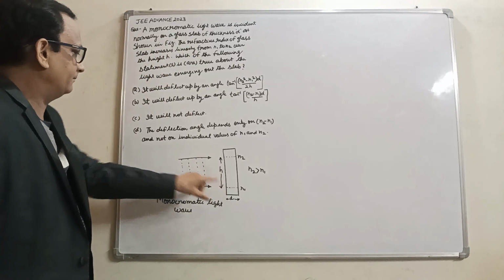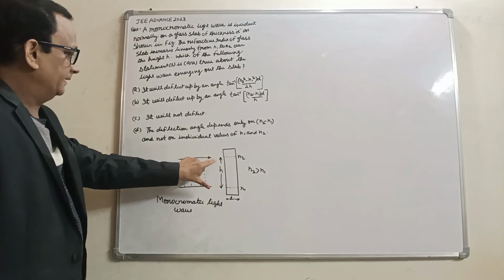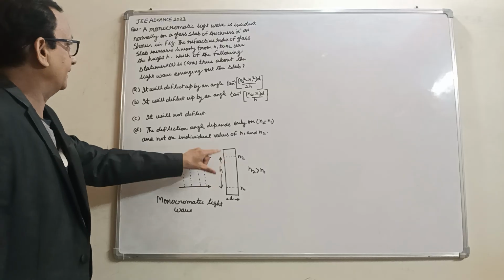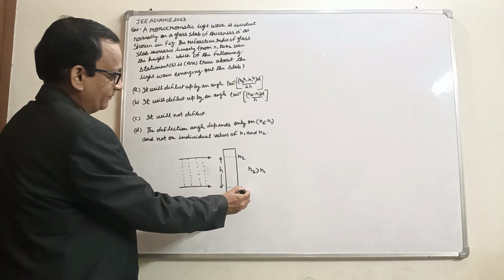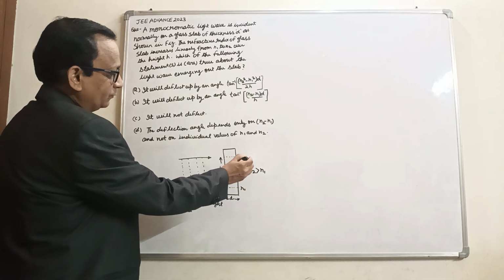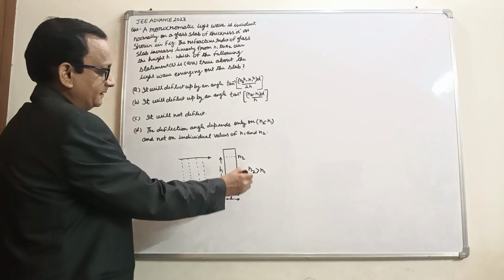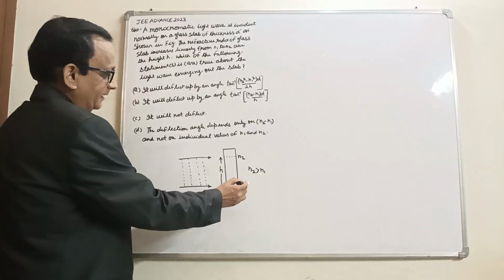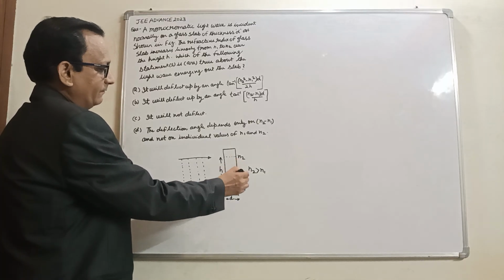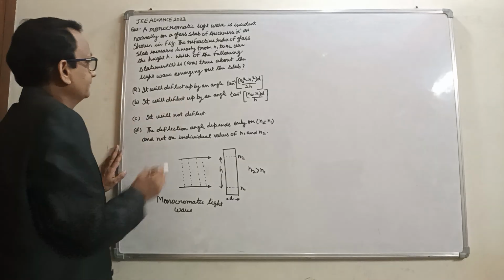This is a glass slab, and a monochromatic light is incident normally on it. The refractive index of the glass slab varies from N1 to N2, where N2 is greater than N1. This is a transverse variation in refractive index, linearly varying from N1 to N2.